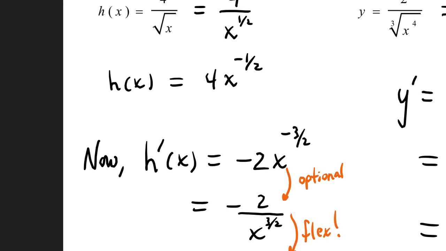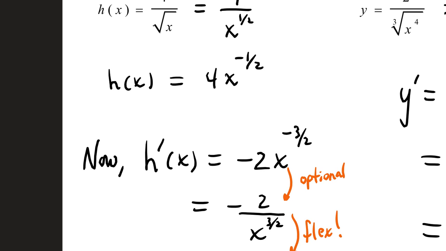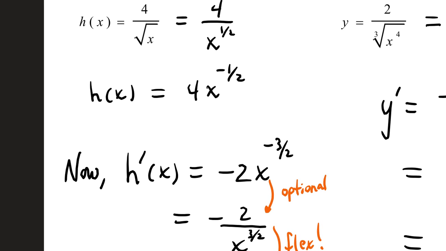In our next example, we're going to apply both properties. At this point, we're ready. h of x equals 4 over square root of x. Square root of x is x to the 1/2. 4 over x to the 1/2. Now we can cross the fraction bar.